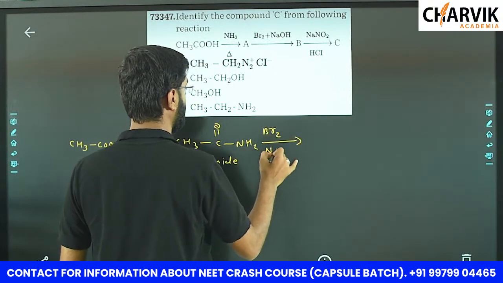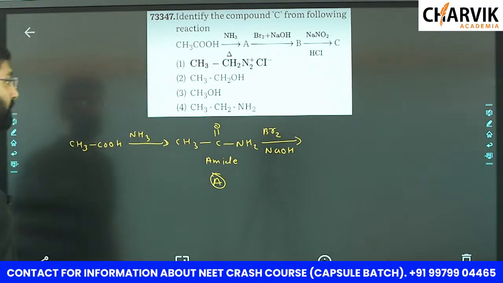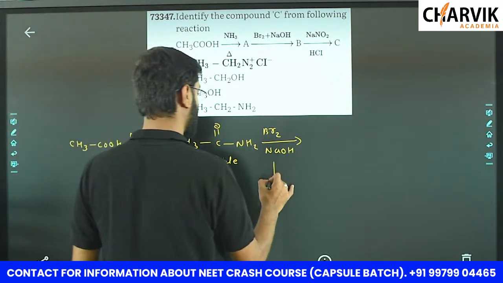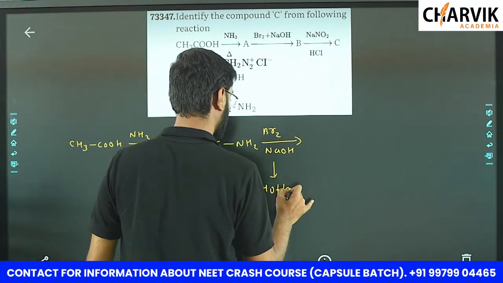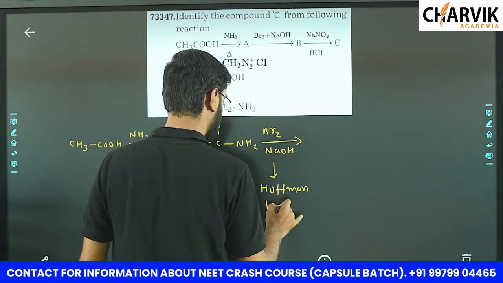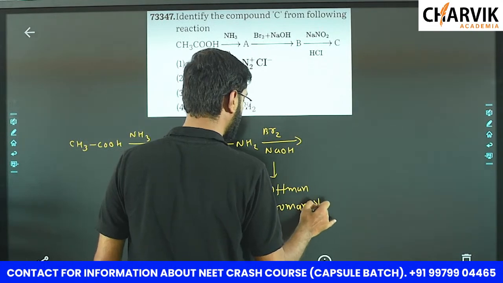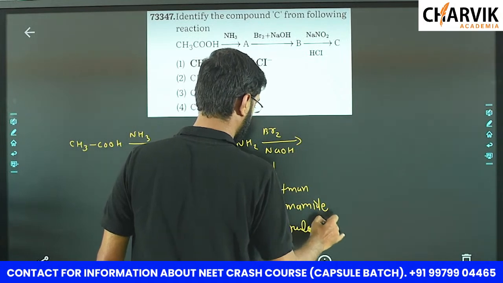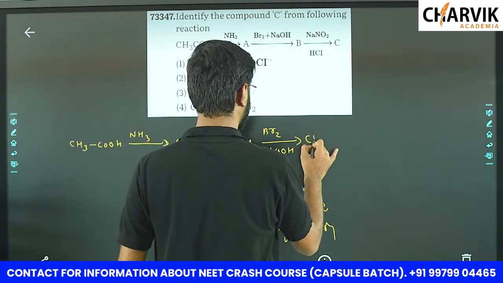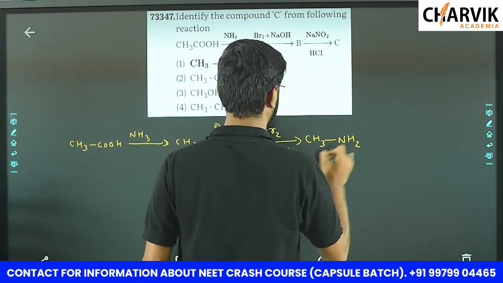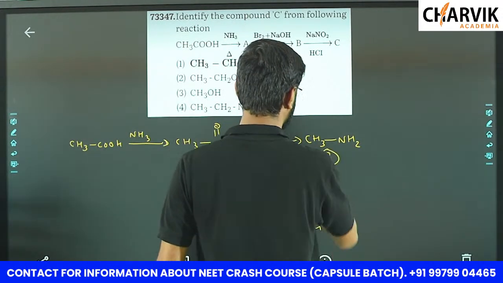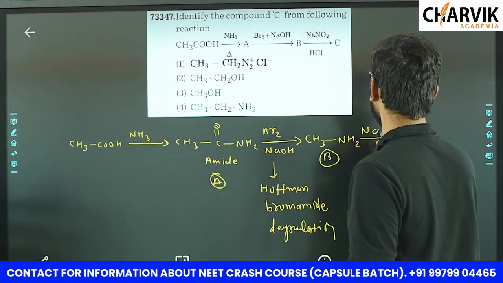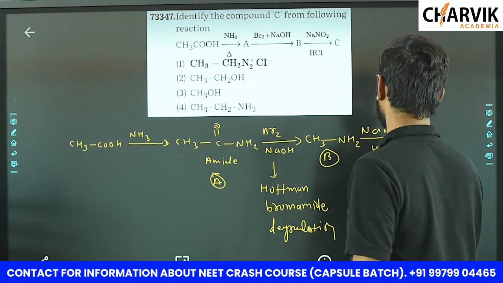Now tell me friends, for which reaction Br2 and NaOH is given? Yes, this reaction is Hoffmann bromamide degradation. So you will get CH3NH2. So your B product is CH3NH2 and B further reacts with NaNO2 with HCl.